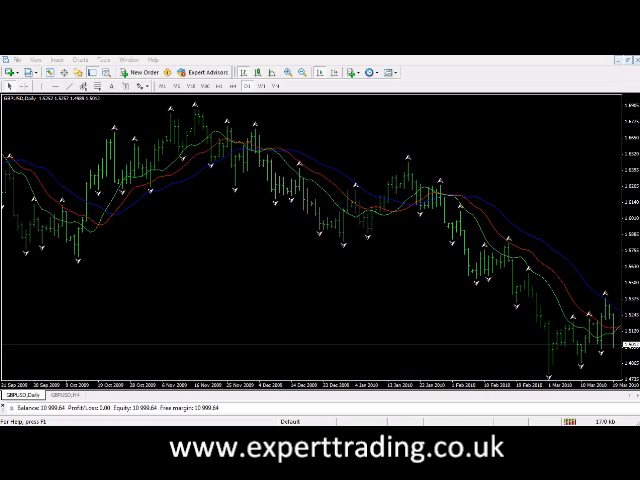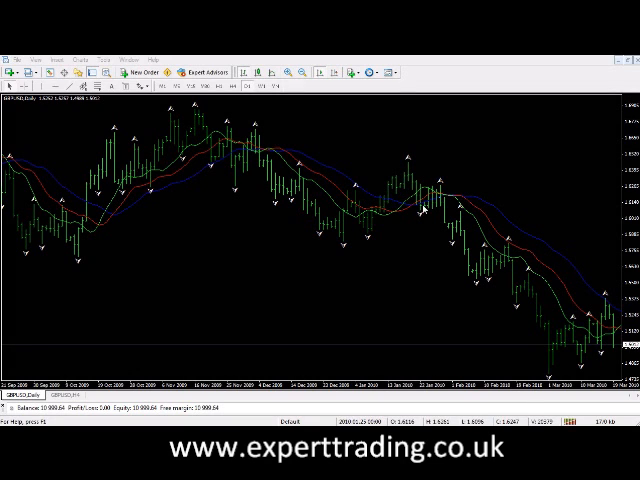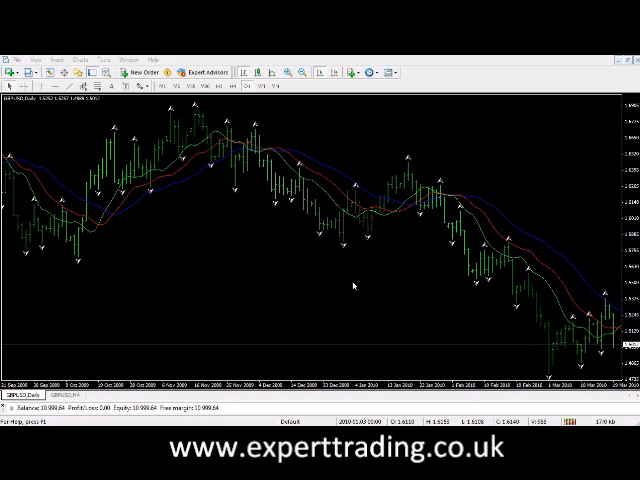Because a lot of the time with the fractals you might be overwhelmed by the amount of fractal signals you see. A fractal is one of these arrows. An up arrow is an up fractal, a down arrow is a down fractal, and which one do you take? Do you take the up one, do you take the down one? Which break do you take? So what we're going to do is take you through a few trades.